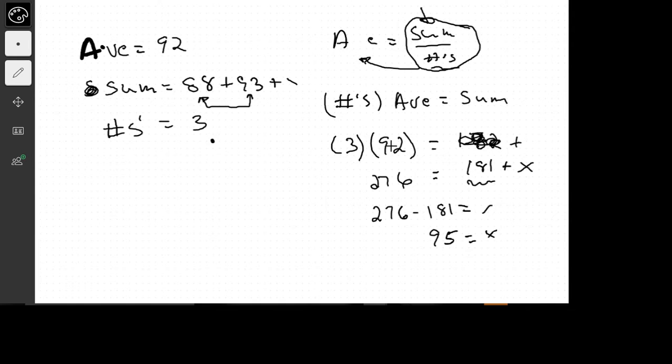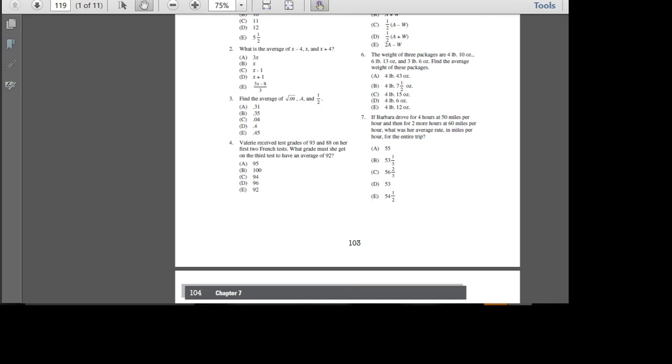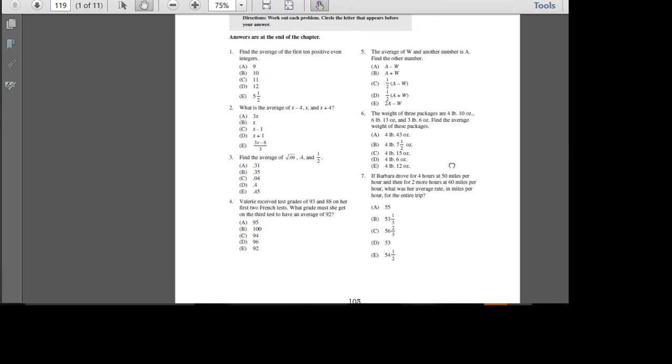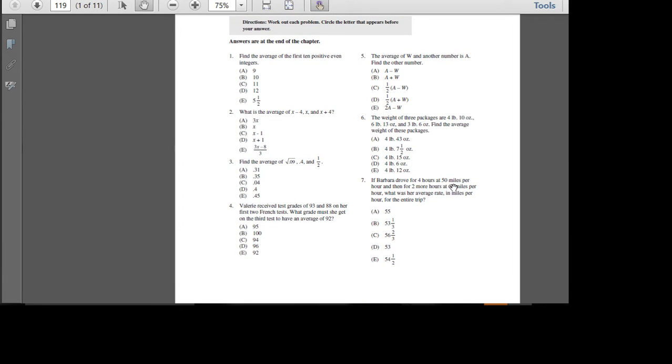Okay. Now number... Yeah. Go ahead. The average of W and another number is A. So it's A plus W? Where it says find the other number. So the average of W and another number is A.